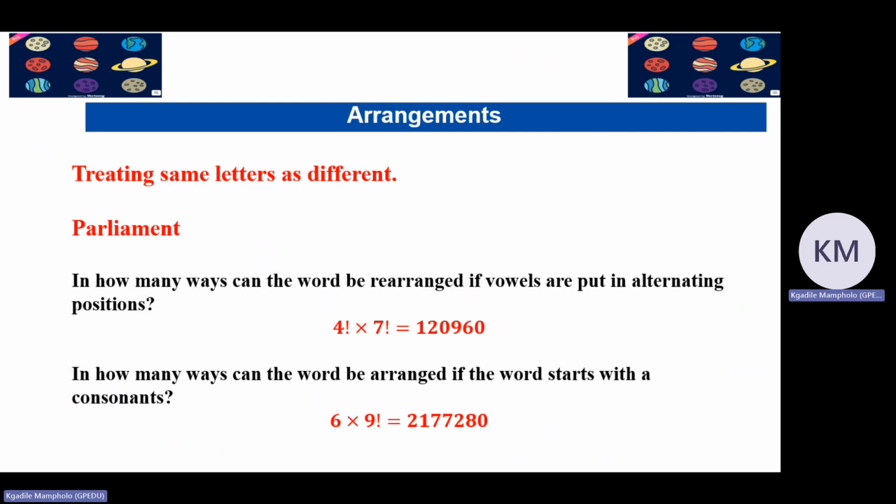In how many ways can the word be arranged if the word starts with a consonant? So here, the consonants, there are 6. But it's not 6 factorial, because we're not saying the word starts with the consonants, but that the word starts with a consonant. We have the 6 possibilities. That's why we say 6, not 6 factorial, because we choose 1 consonant that will be at the beginning. It means the other letters will be with the 9. Then you play around with them to form the new word, where that consonant that you have chosen is at the beginning.